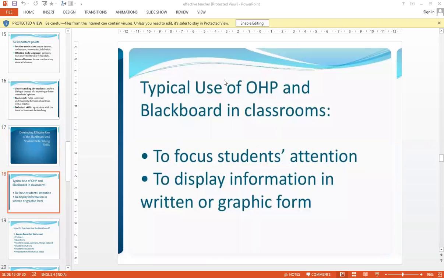Let's see what the typical uses of the projector and blackboard in the classrooms are. Let's see what the benefits of these projectors and blackboards are. We have a whiteboard in our school. So what are the uses of these boards in our classroom? To focus students' attention and to display information in written or graphic forms. We use the board mainly for these purposes.